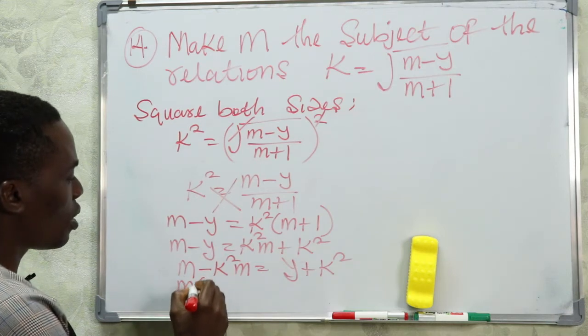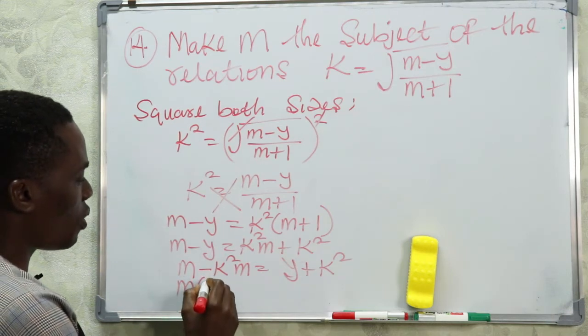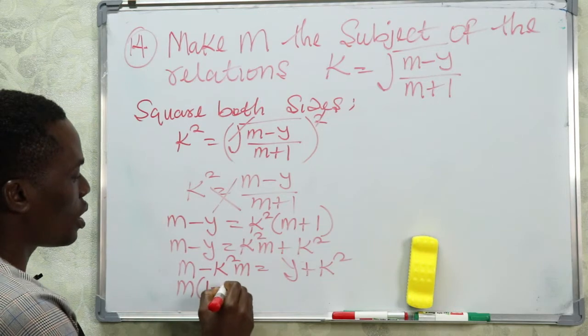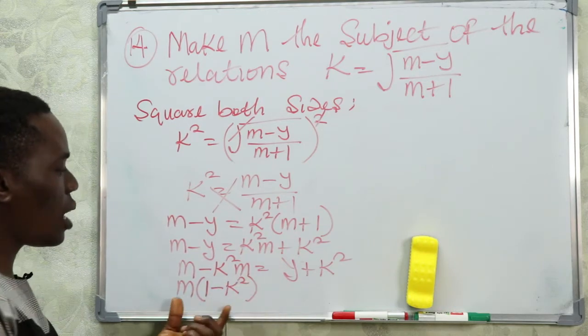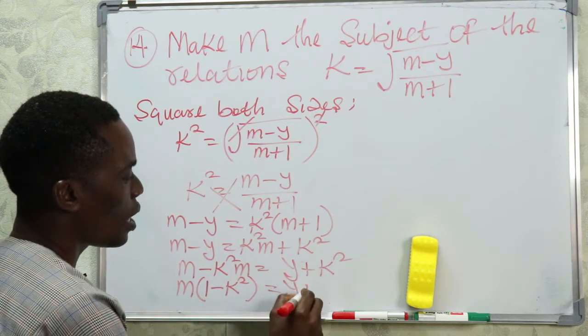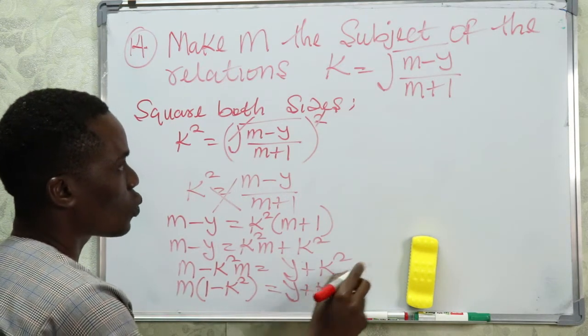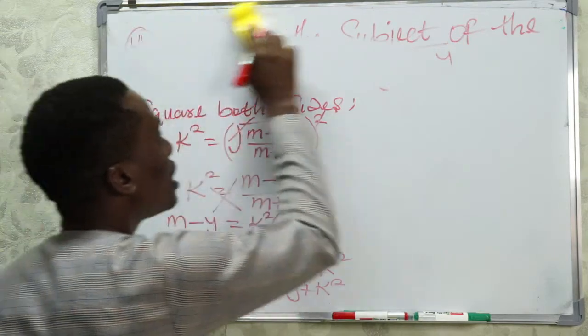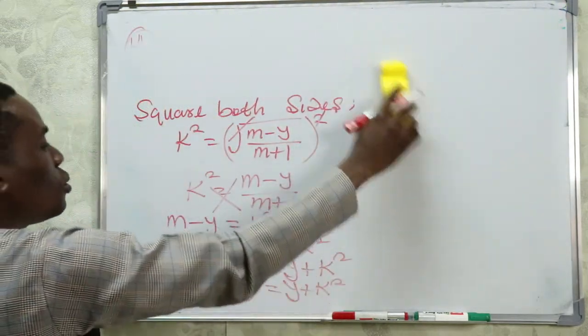This will be m equal into bracket 1 minus k squared, because m is common within the two. This will give us y plus k squared. Having arrived at that, the next thing we'll now do is to simplify this.